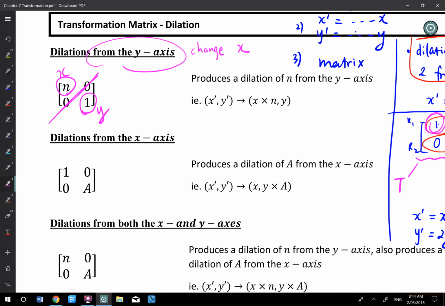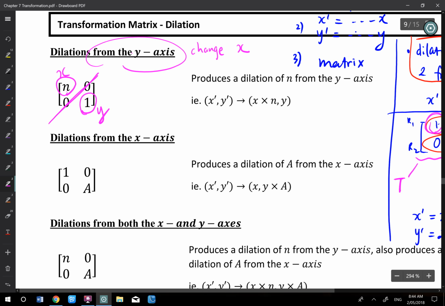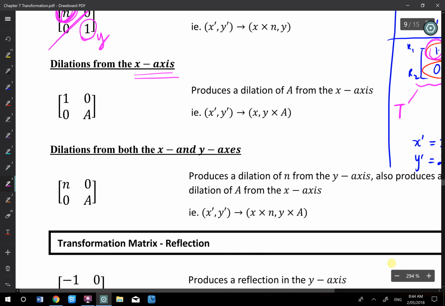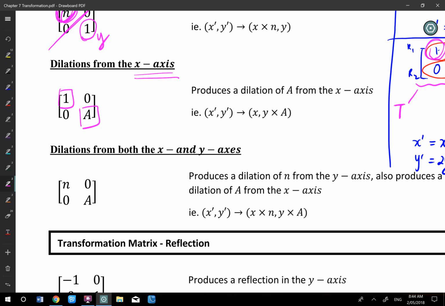So your dilation depends on the dilation factor, and you will just change this n here. If it's a dilation from the x, then y won't change. So no, dilation from x, x won't change. So x stays as 1 and y stays as a factor a. Okay, y has a factor a, so it will be ay.